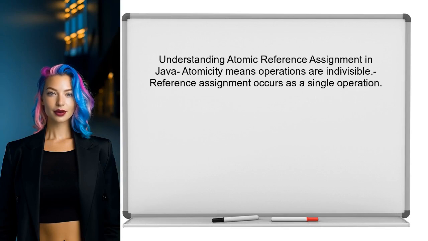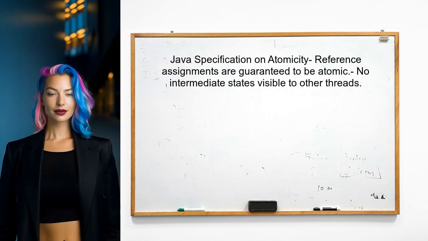To address the user's question about atomic reference assignment in Java, we first need to clarify what atomicity means in this context. Atomic reference assignment ensures that when a reference is assigned, it happens as a single, indivisible operation. In Java, the specification guarantees that reference assignments are atomic. This means that when a reference is assigned, it will either complete fully or not at all, without any intermediate states visible to other threads.